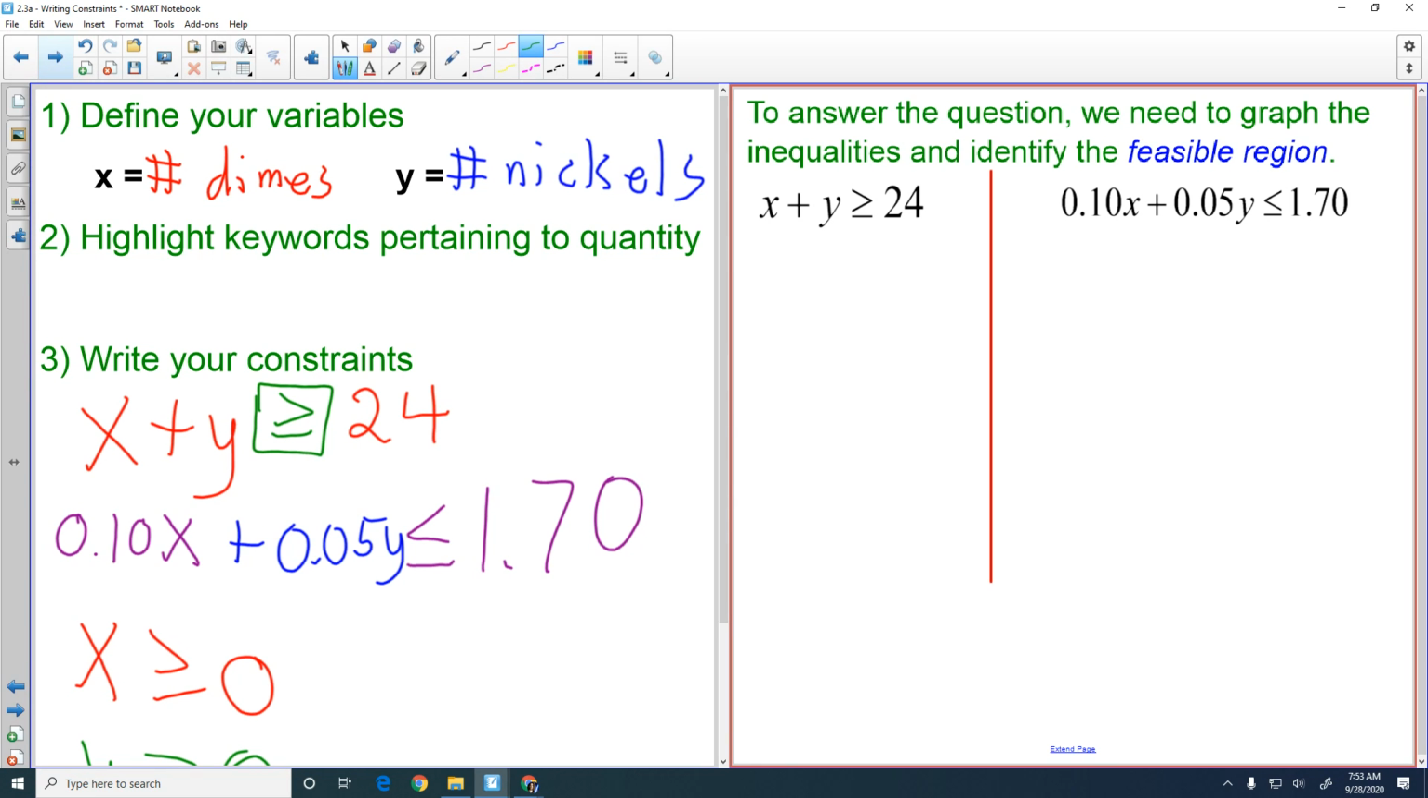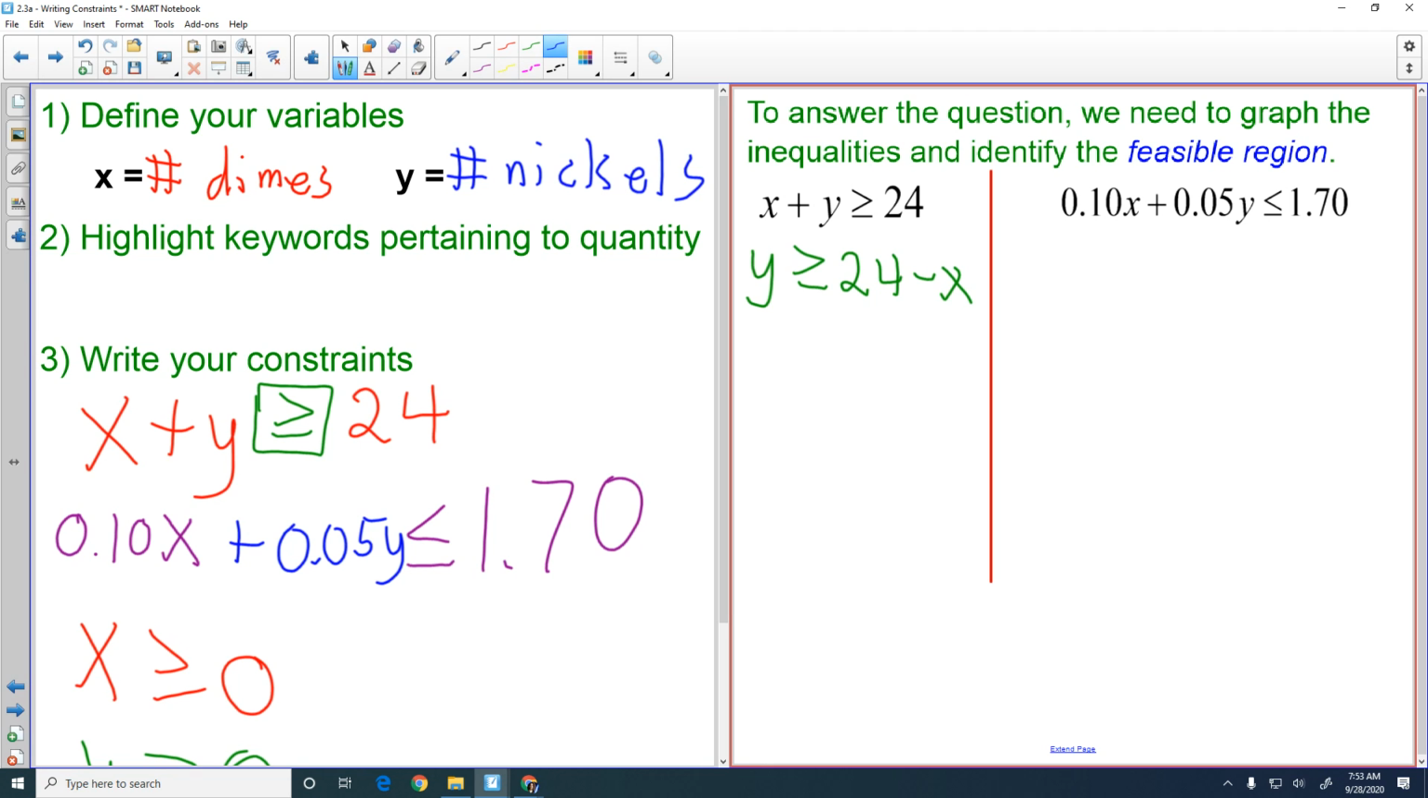So to graph these, you could leave it like this, right? That standard form on the left. We know how to work that. But in general, if you want to rewrite these in slope-intercept form, it's going to make it a little bit easier. So I can change this to y is greater than or equal to 24 minus x. There's our slope-intercept.